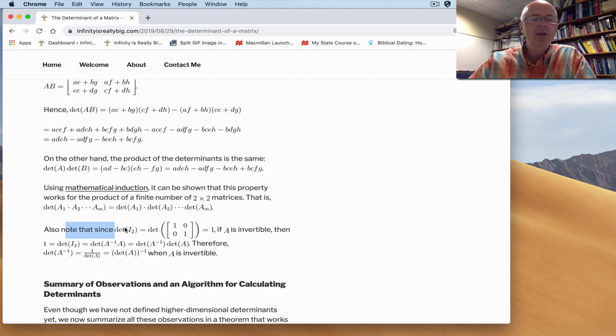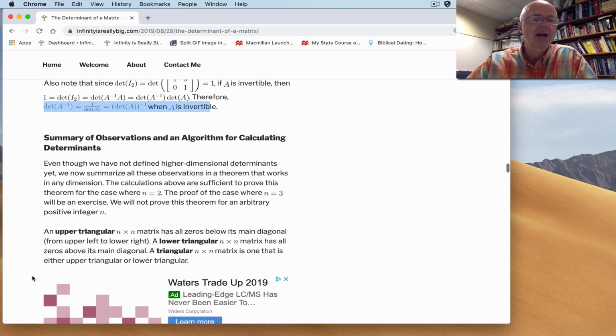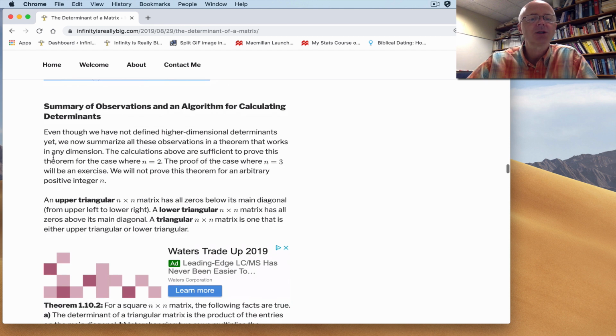It's also important to note that the determinant of the identity matrix is 1, and therefore if A is invertible, because of this property, 1, the determinant of the identity, is the determinant of A inverse times A, and the property says that's the same as the determinant of A inverse times the determinant of A. We can now solve for the determinant of A inverse by dividing both sides by the determinant of A, and get this equation. That was quite a mouthful there. The determinant of A inverse is the reciprocal, the multiplicative inverse of the determinant of A when A is invertible. Once again, all these facts generalize to higher dimensions, and that's what I summarize here in this section.